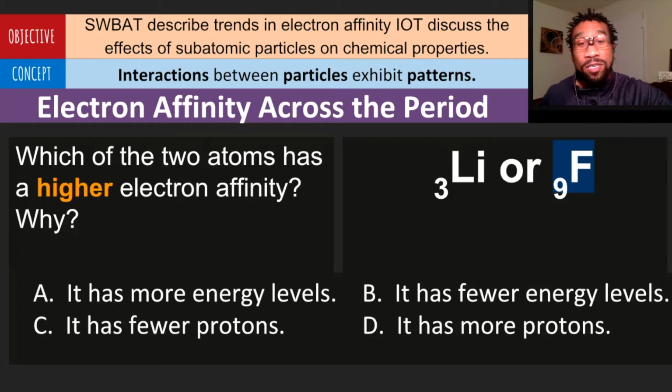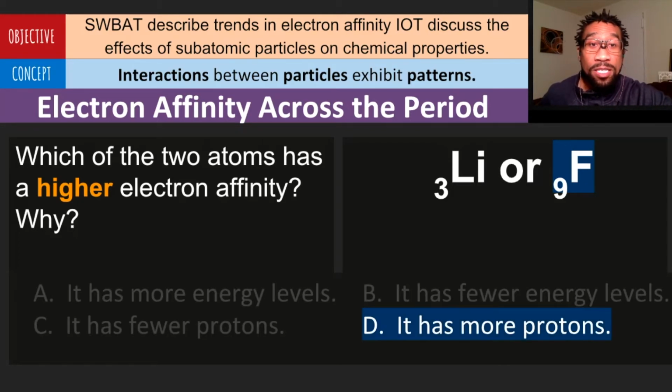All right. So therefore, because fluorine has more protons, we're looking at a higher nuclear charge, and therefore it is more excited to receive extra electrons. Also, one of the reasons, which is actually not listed here, is that fluorine is only one electron away from having an octet. Okay, so let's continue to move on to the next periodic trend.